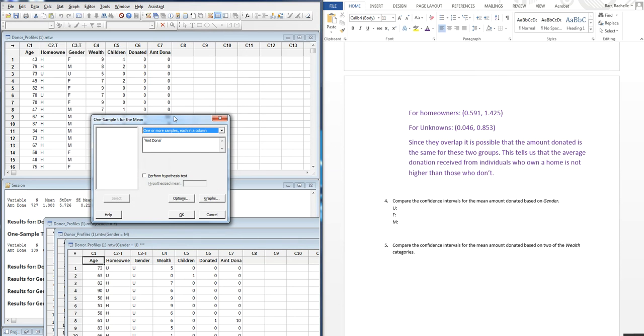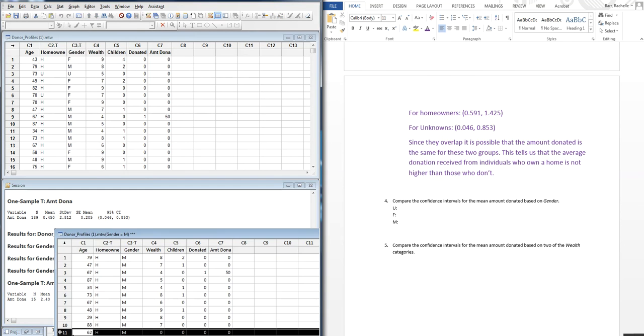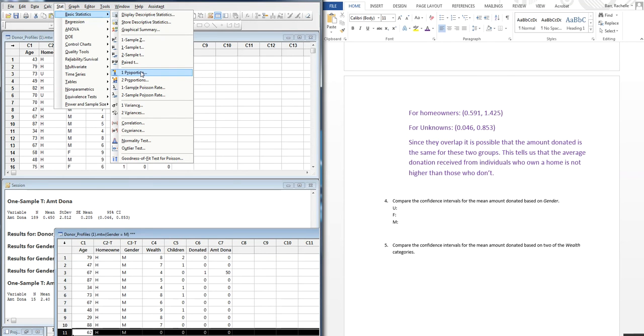I would say this is the only downside to Minitab. I'm going to have to do this three times, so I'm going to do it in quick succession and then copy them over. So I'm going to hit OK. Go back to my data. I'm going to do males first. Stat, Basic Statistics, One-Sample T.